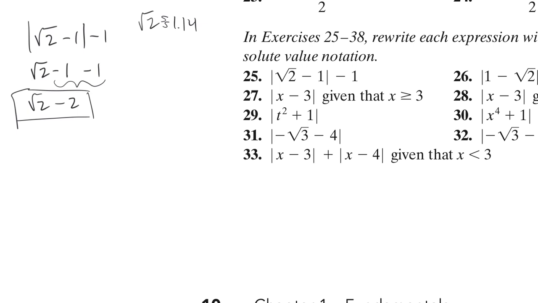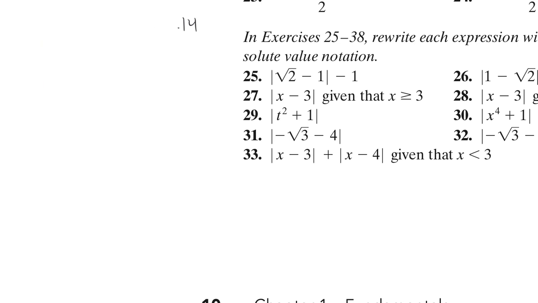Let's go to number 29. I'll erase all this stuff. And for number 29, it is the absolute value of t squared plus 1. Okay, well, this t squared is always going to be positive. A positive number plus another plus 1, right? If I have a positive number plus 1, that's going to be positive. So this whole thing then is positive, and you take the absolute value of a positive number as itself. So this is just t squared plus 1.